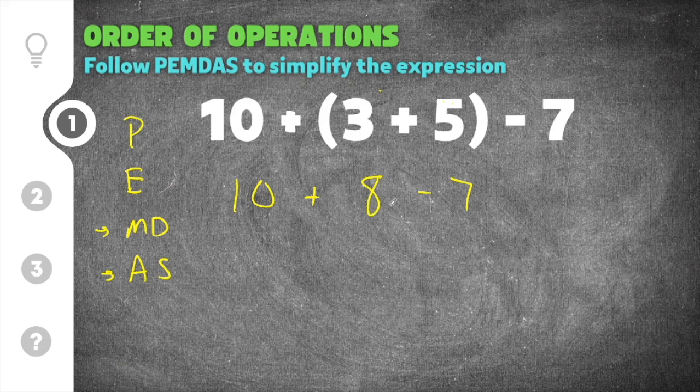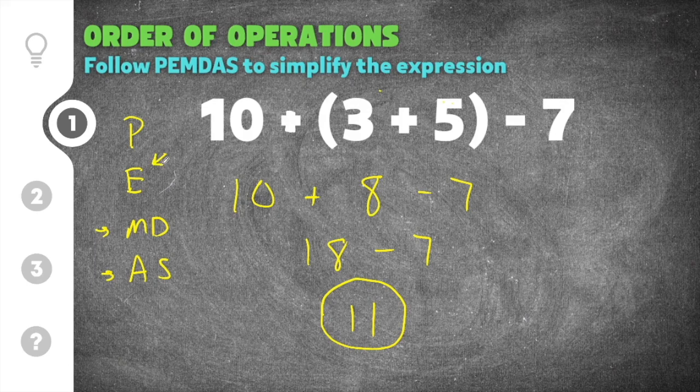And then I'm going to add and subtract from left to right. The first thing is addition. So we're going to add 10 plus 8 because it's on the left. 10 plus 8 is 18. And then we bring down the minus 7 because we did not change minus 7. And then 18 minus 7 is 11. And our solution to this expression using the order of operations is 11 because we followed PEMDAS and the order of operations.